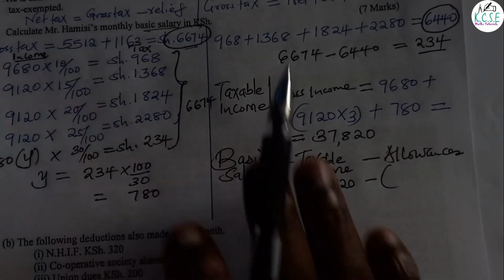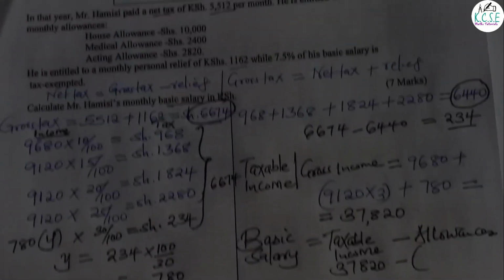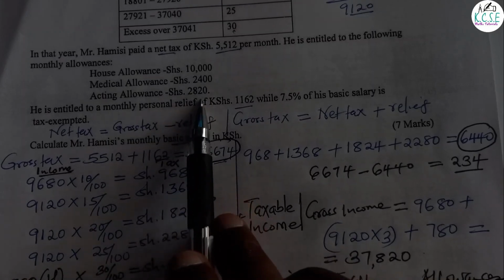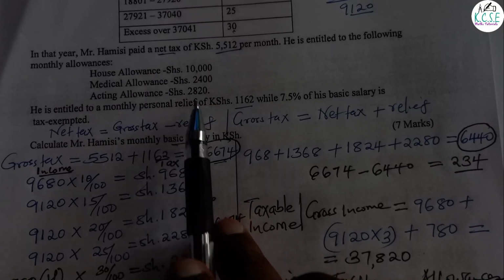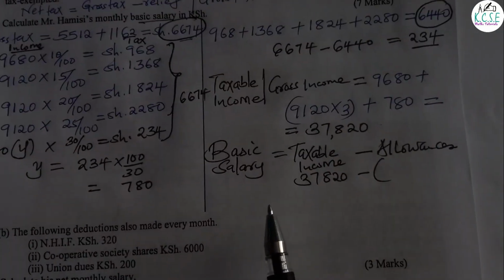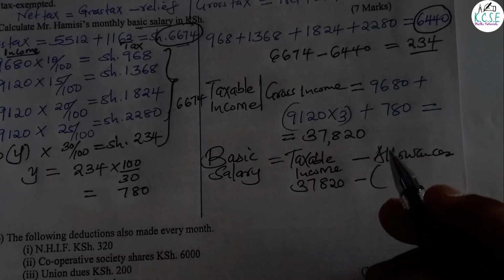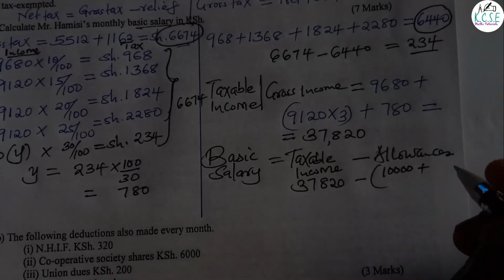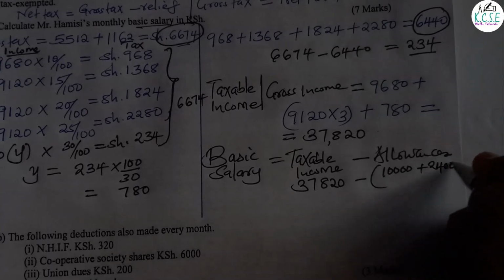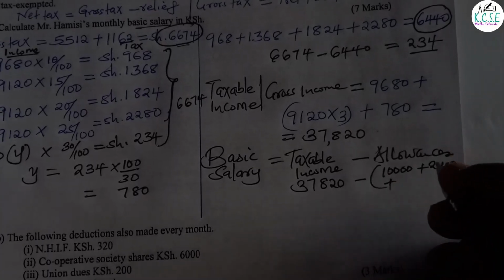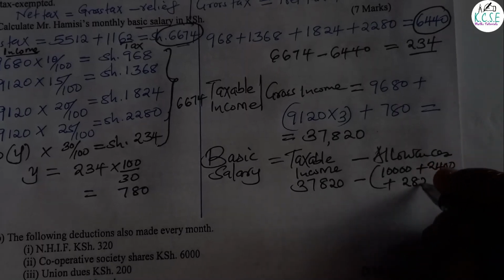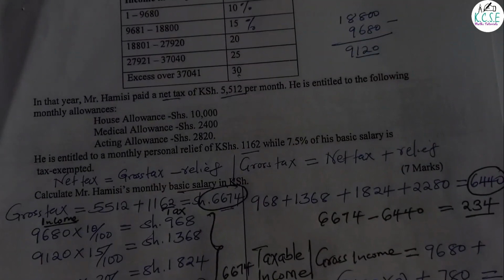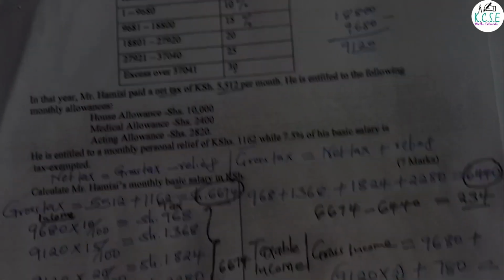I can see the allowances are here. The allowances we are given in the question: we have 10,000 plus 2,400 plus 2,820. So you have to subtract all those allowances. So we have 10,000 plus 2,400, then plus 2,820. So those are the allowances: 10,000, 2,400, 2,820.